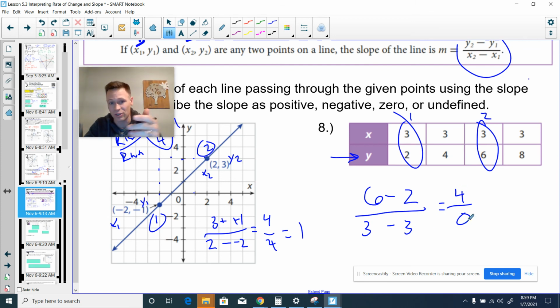So this is your error message. That should hopefully trigger a response to you that says, that means that this is undefined, right? It is undefined, which means it's a vertical line.